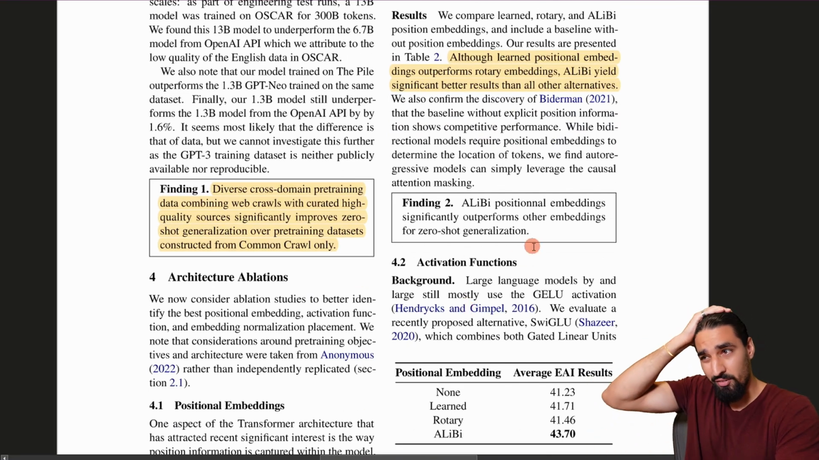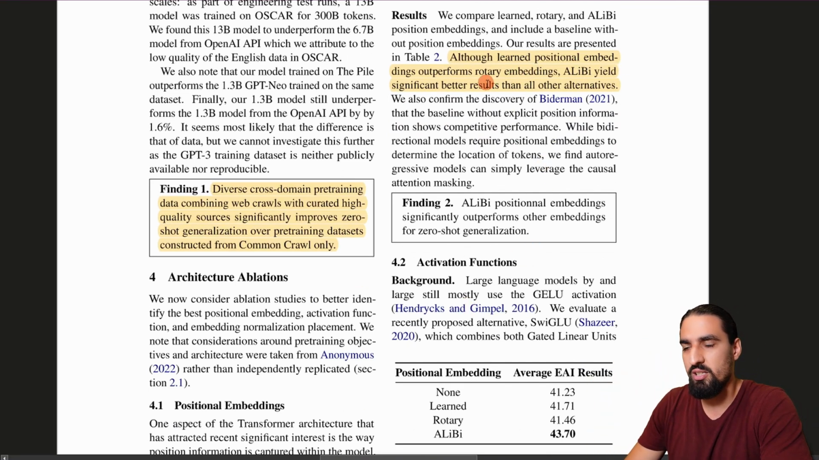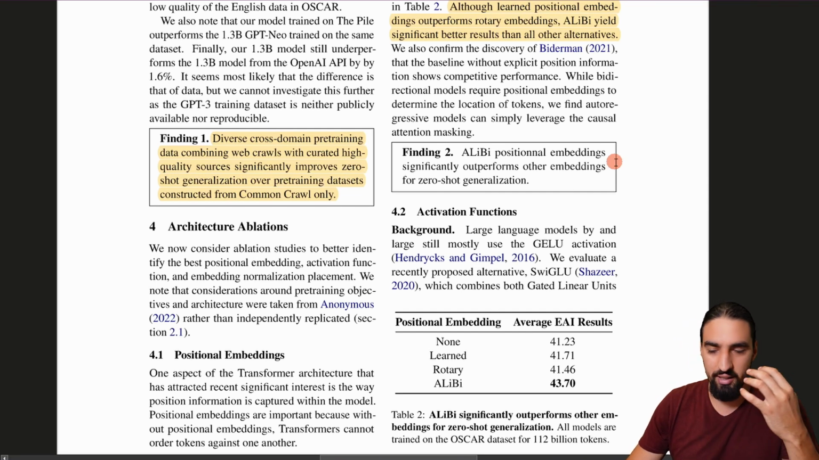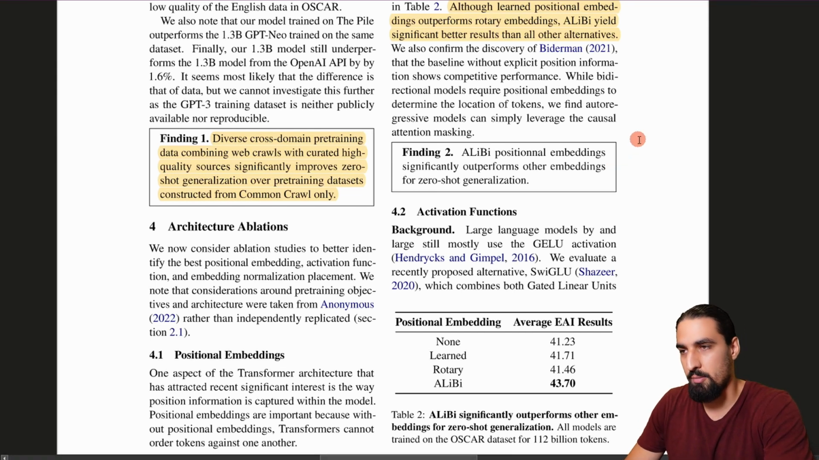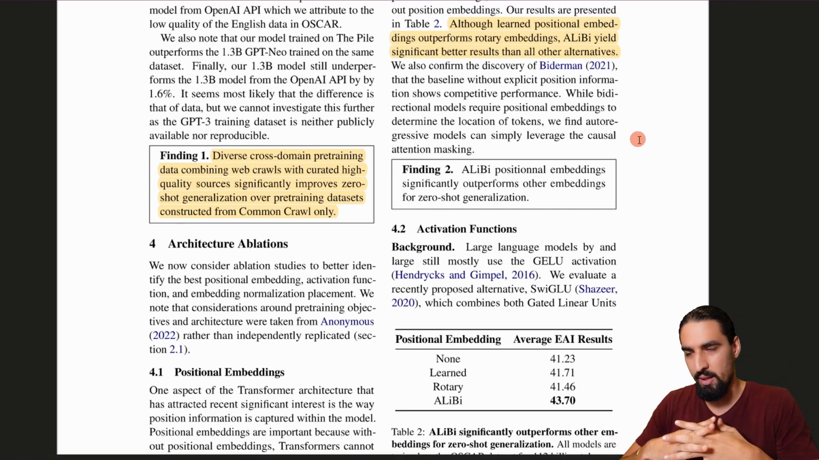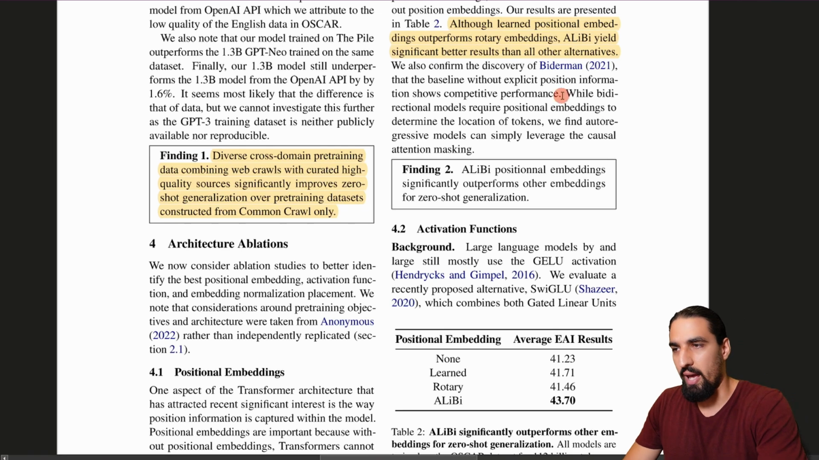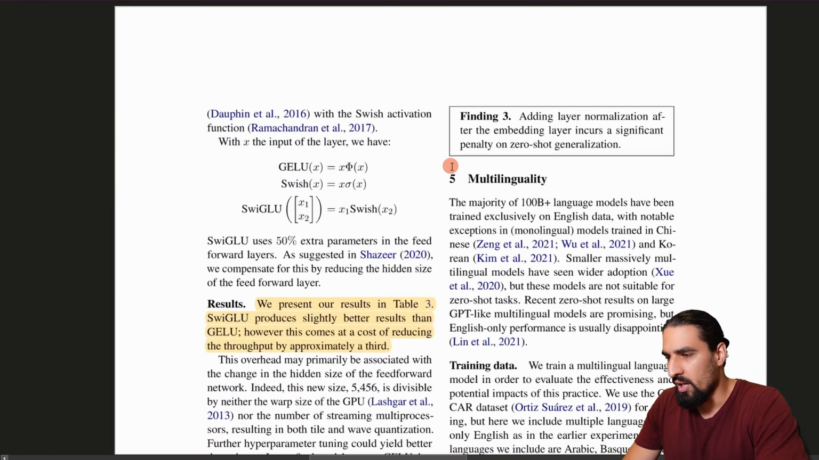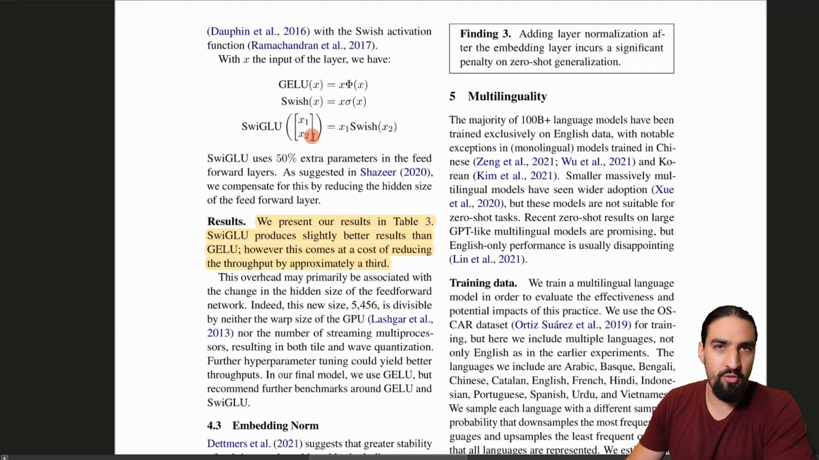Okay, that's one finding. The second finding they had was that although learned positional embeddings outperform rotary embeddings, Alibi yields significantly better results than all the other alternatives. Now this might be very specific to their particular set of hyperparameters and architecture. I wouldn't take anything fundamental out of this statement, but I'm just walking you through some of the findings behind the paper. By the way, I did cover the Alibi paper, I think 8 months ago or something when it came out. So do check it out if you're curious to know more. And we'll see what the rotary embeddings are, if you're not familiar, a bit later in the GPT-NeoX paper.